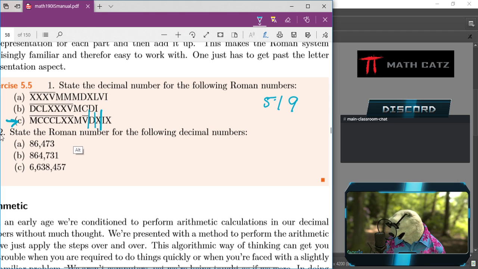Then I have a thousands number, which is this guy. That's a special pair. 4,000. That is 1,000 less than 5,000, so that's 4,000.